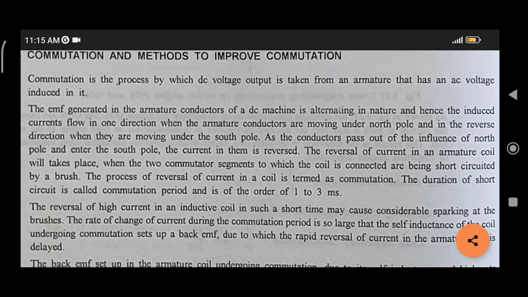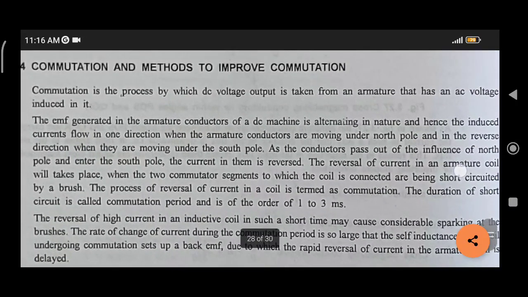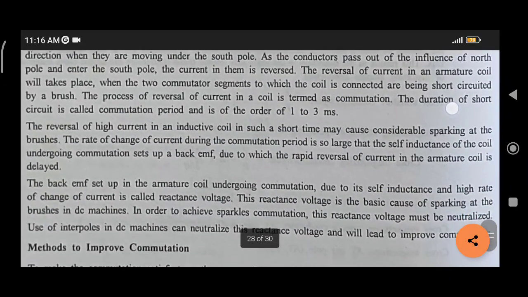Okay, so the EMF generated in the armature conductor of an AC machine is alternating in nature, and hence the induced current flows in one direction when the armature conductors are moving under the north pole, and in the reverse direction when they are moving under the south pole. Okay, so it changes direction. So the commutator is nothing but a type of mechanical rectifier which converts the AC waves into DC.